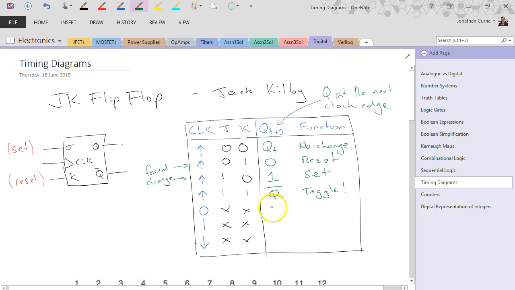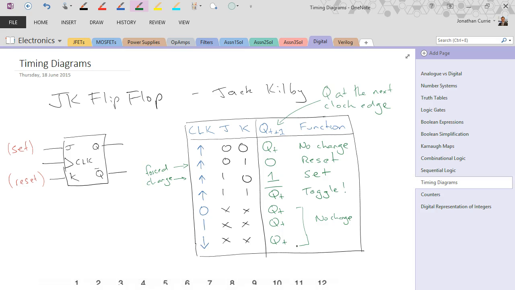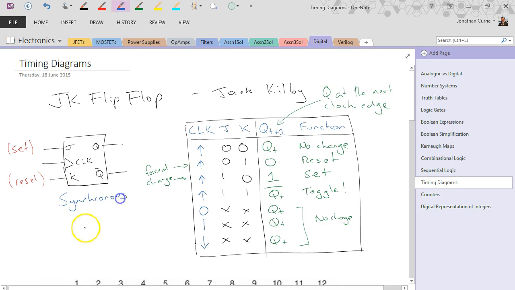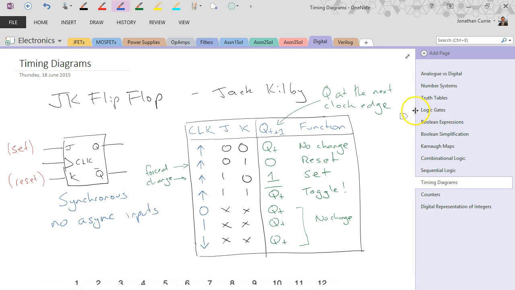When the clock is 0, nothing happens. When the clock is 1, nothing happens. It's rising, falling edge, nothing happens. Okay, so no change. It's just going to remember its previous state. Right, so this is the JK flip-flop, and it's one of the more common ones. This one's known as the synchronous JK flip-flop, as it has no asynchronous inputs, which we're going to see very shortly.